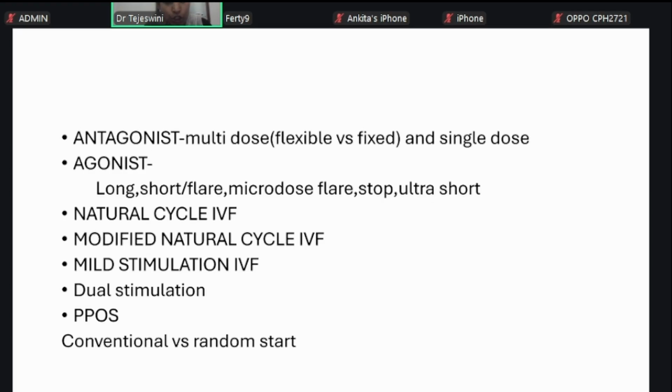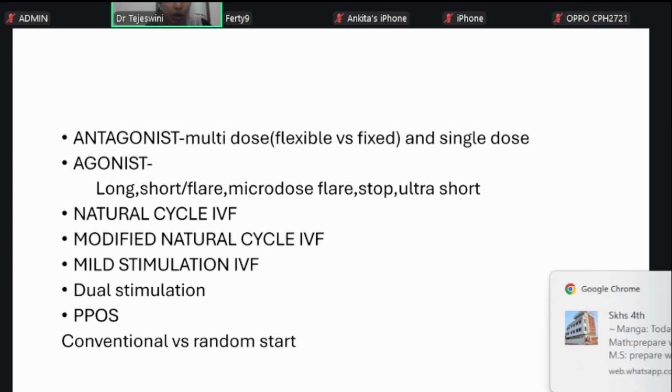Next comes the short agonist or the flare protocol. Other alternatives are the microdose flare protocol, stop protocol, and ultra short protocol. All these are other types of agonist protocol.